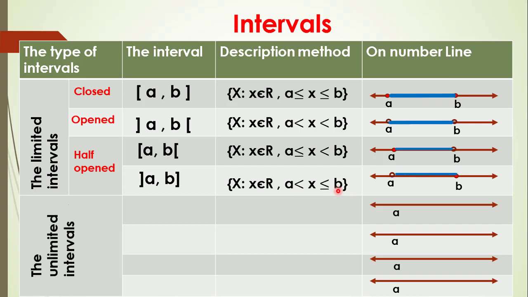What about the unlimited intervals? For an unlimited interval, we will use in the description method only one inequality sign. Also, we will have infinity or negative infinity. Let's take an example. Here, for example, from A to infinity, what does it mean? It means that the smallest is A and there is no greatest real number, up to infinity. So I write that x is greater than or equal to A.